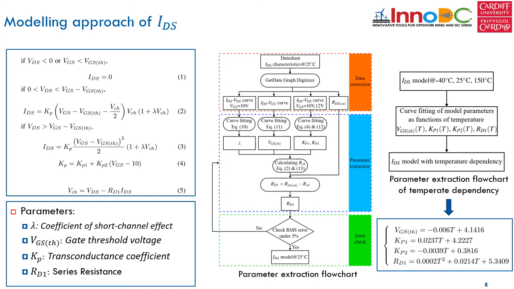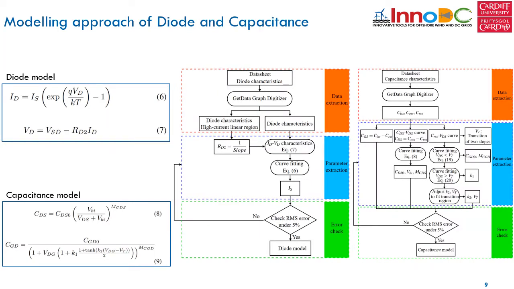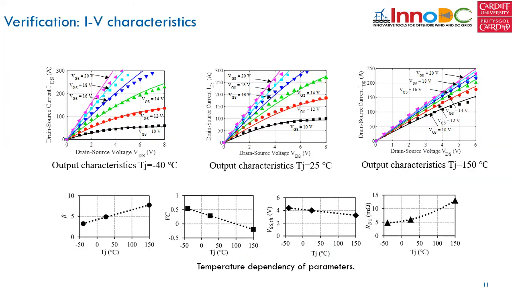To further model the temperature characteristics, the model parameters are modeled as a function of temperature, and the temperature dependency of the parameters are extracted using this flowchart. The step-by-step modeling approach is also proposed for diode and capacitance models to extract the model parameters. Afterwards, the model is verified by comparing the simulation results with the datasheet and the experimental results.